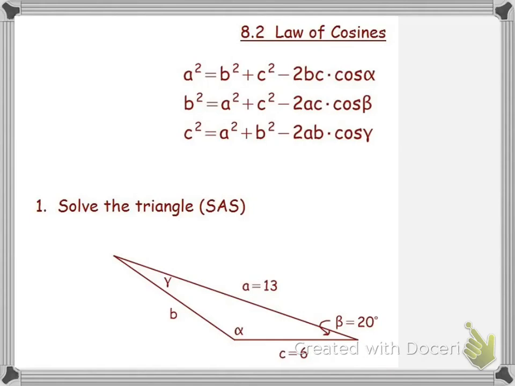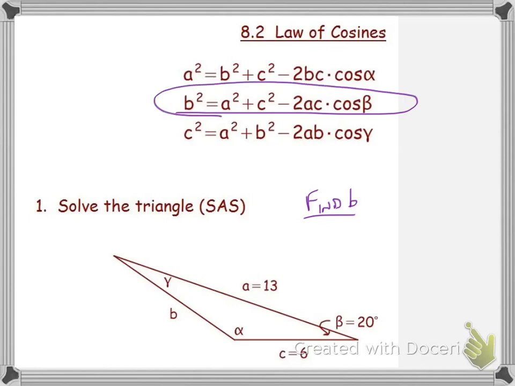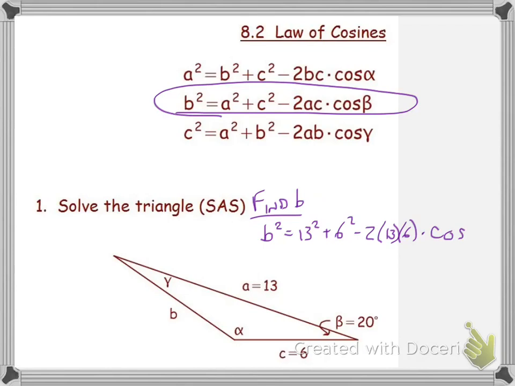So the first thing I'm going to do is solve for b, because that's the angle that I have, I'm going to go ahead and find that one. So I'm going to use this formula, and so I have b squared is equal to a squared, which is 13, plus c squared, which is 6, minus 2 times a times c times the cosine of my beta angle, 20 degrees.